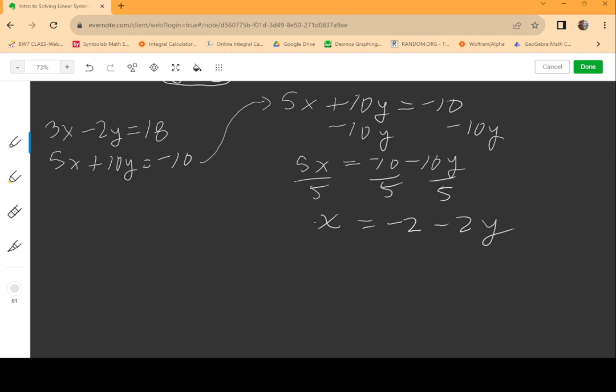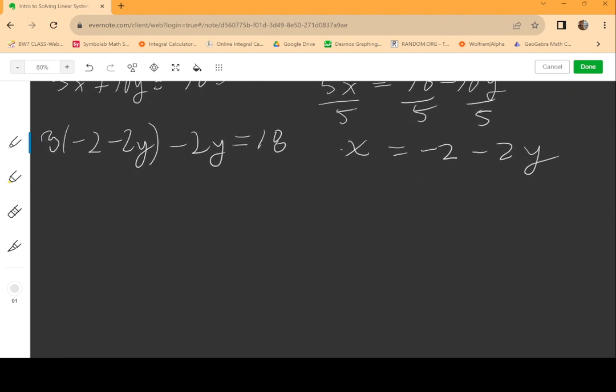Now that makes it easier going over here into my second equation, the one that I didn't work with, I should say. So 3, and here's the substitution: instead of x, I write negative 2 minus 2y, minus 2y equals 18. Now we go ahead and distribute that 3. So we get negative 6 minus 6y minus 2y is equal to 18. Combine the like terms here, so we get negative 6 minus 8y equals 18.